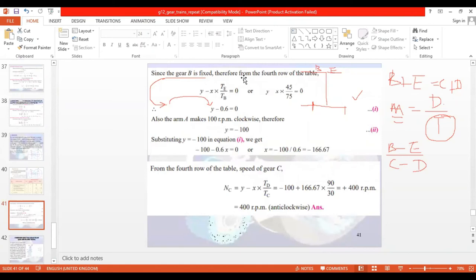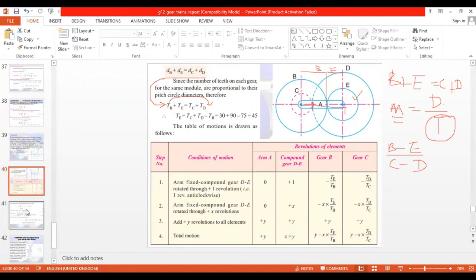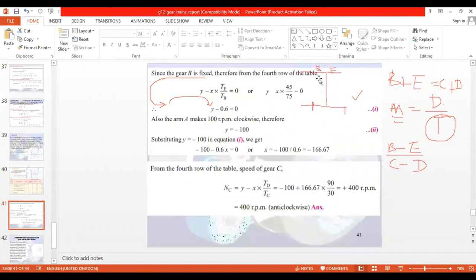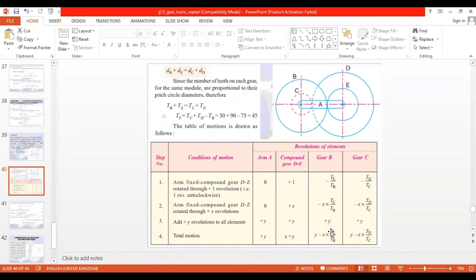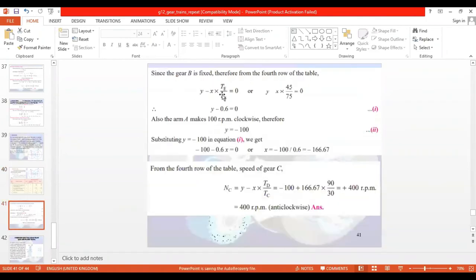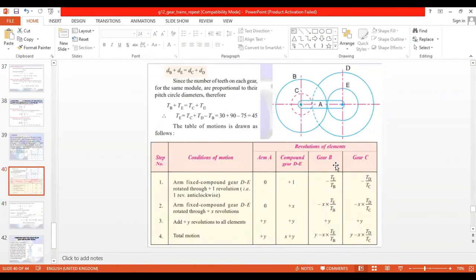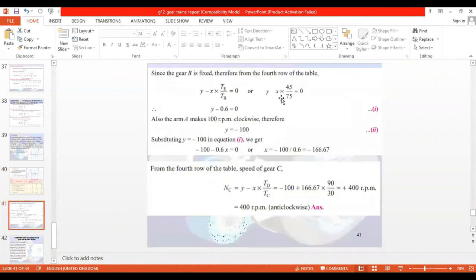Since gear B is fixed, as given in the question, from the fourth row of the table, what we have to find is the motion of B, which is Y minus X into TE by TB.